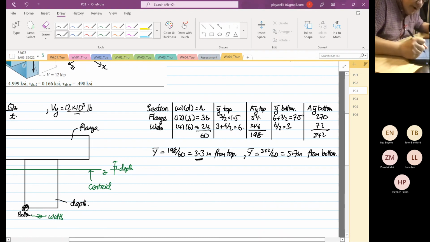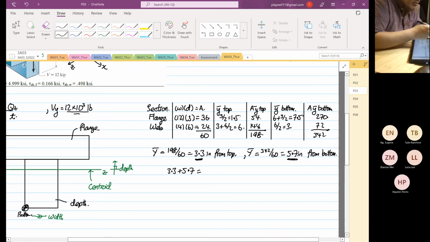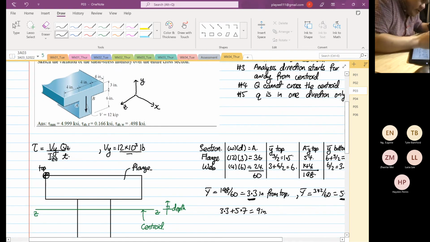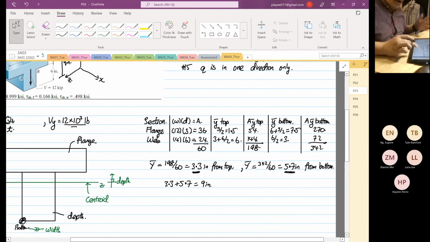So how do we know this is right? Because if you take 3.3 plus 5.7, right? 3.3 plus 5.7 is equal to 9 inches, right? And we know this entire thickness over here is 9 inches. Okay, so that's what I tend to do when I check. Just a small trick for you. If the numbers don't come out to 9 inches, there is something wrong with the calculation. So these are things that could help you check.